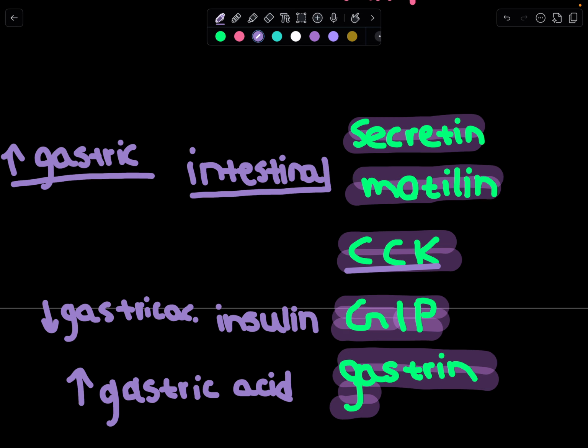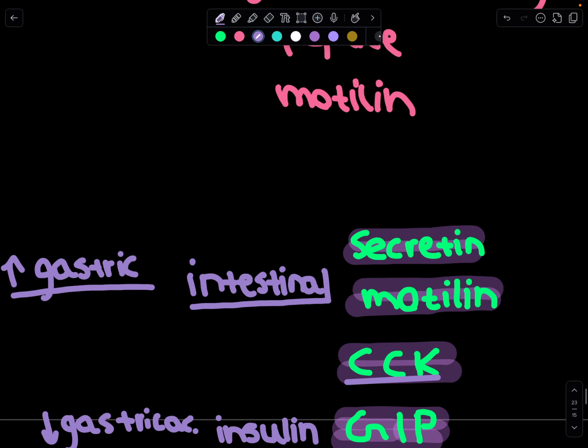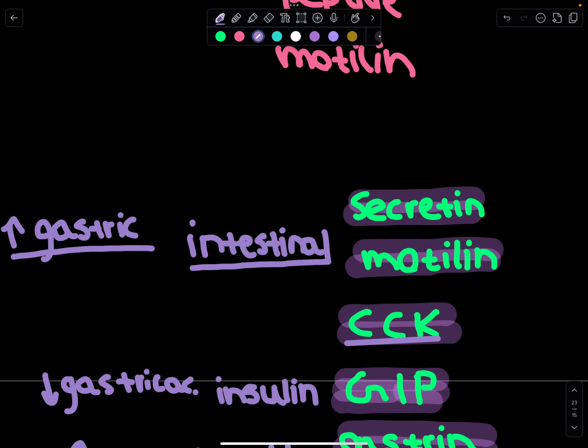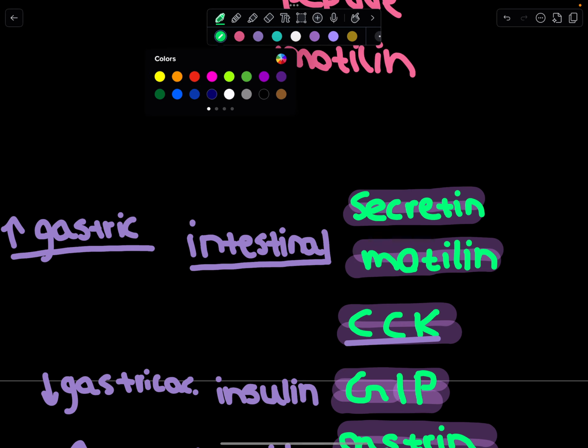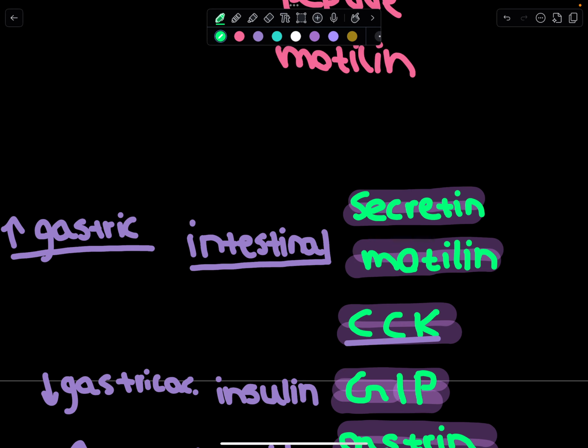Perfect, let's do it. Here's the function. This hormone increases pancreatic bicarbonate secretion to neutralize acidic chyme and reduces gastric acid output. Is it CCK or secretin? What's your guess? What does it do? This hormone ramps up pancreatic. Tell me again.